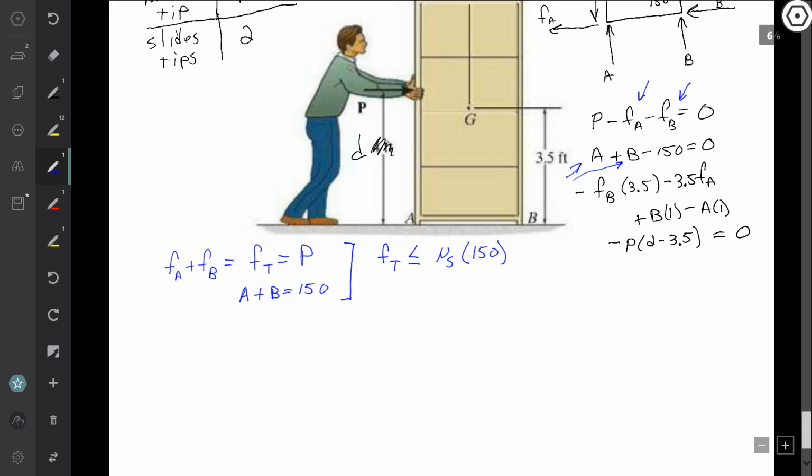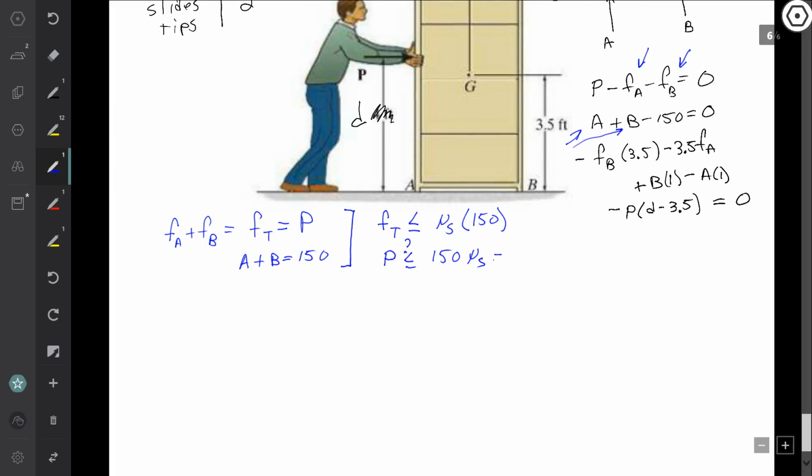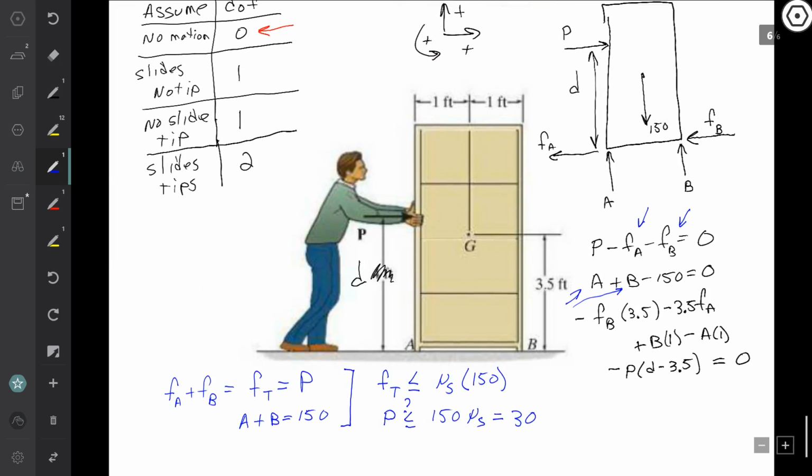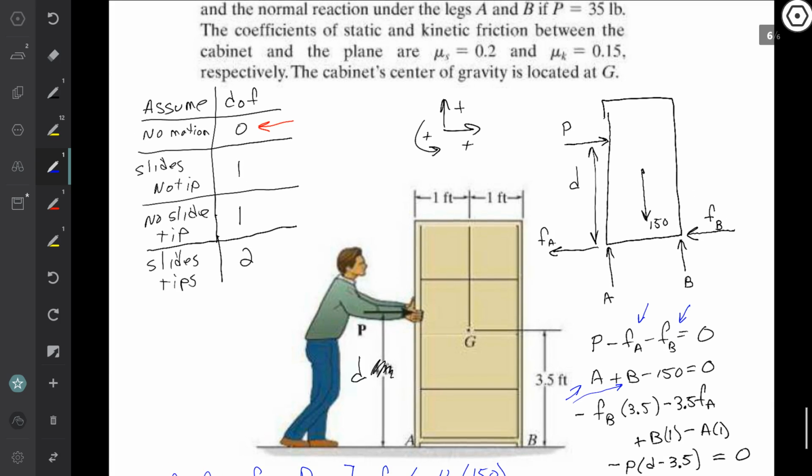Well, the total friction is equal to P, so I'm asking, is P less than or equal to 150 mu s? Well, let's see. What's 150 times mu s? Mu s is equal to 0.2, so this is equal to 30. So the question is, is P less than or equal to 30? If P is less than 30, the thing is not going to slide. If P is 35, like in the problem statement, then it will slide. Okay, so that's how I've checked my assumption.